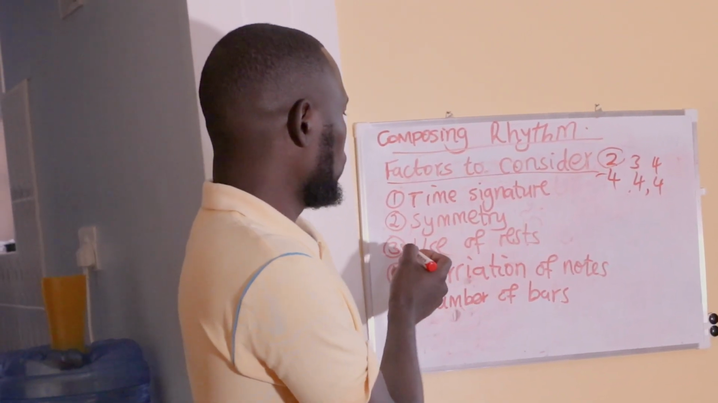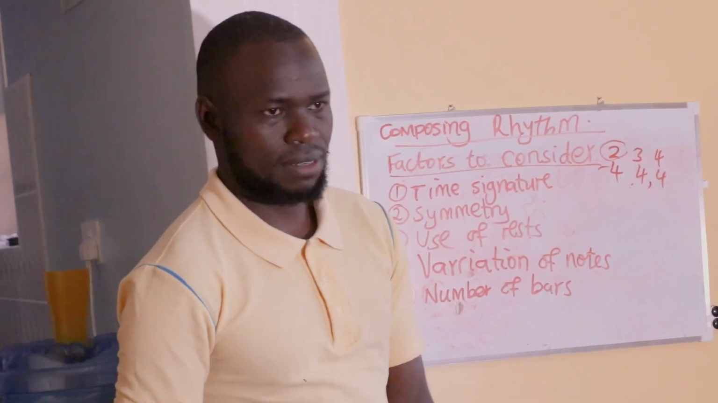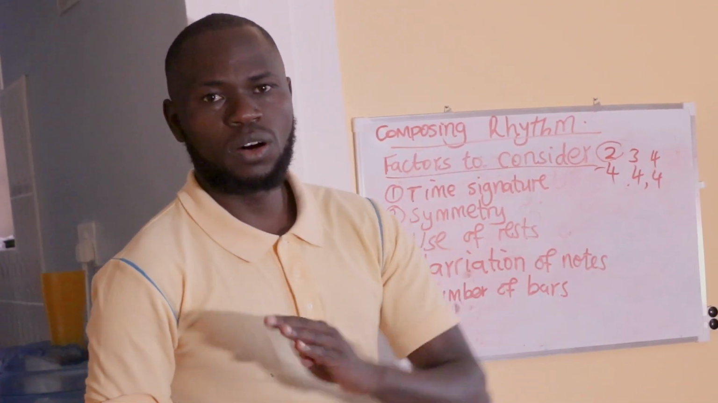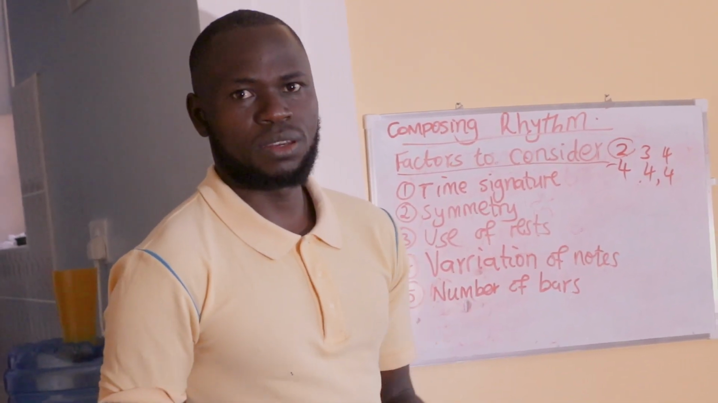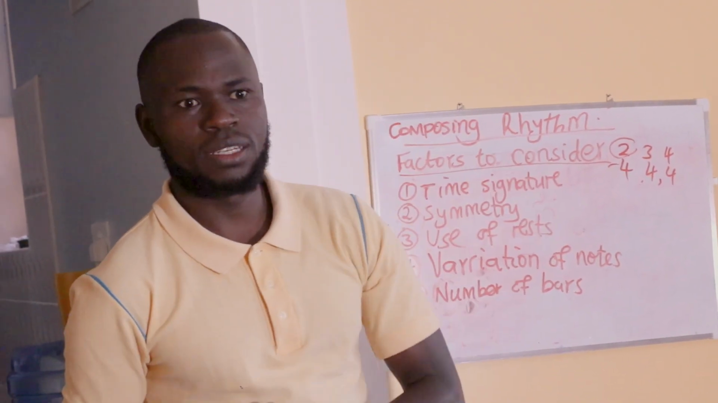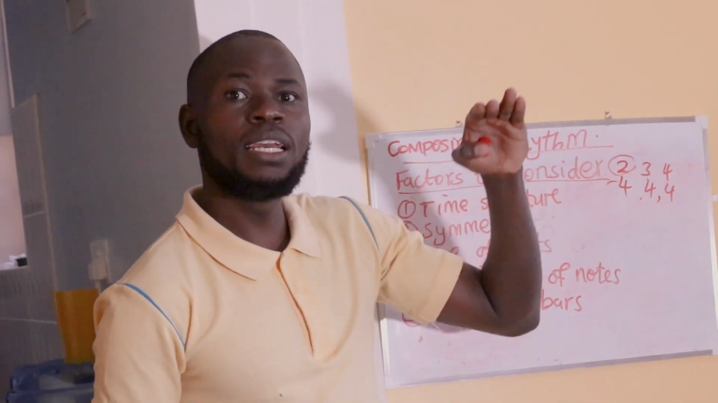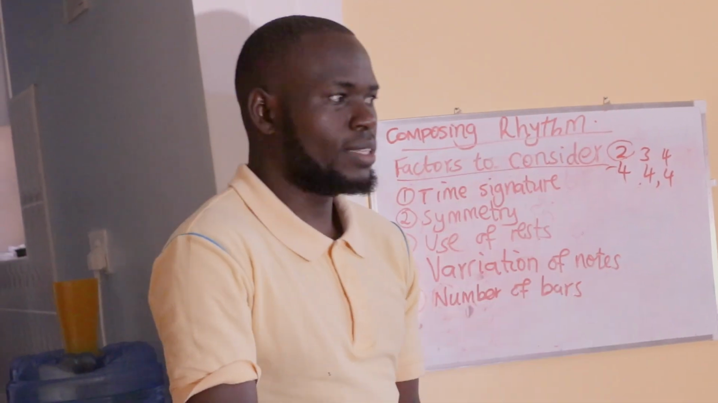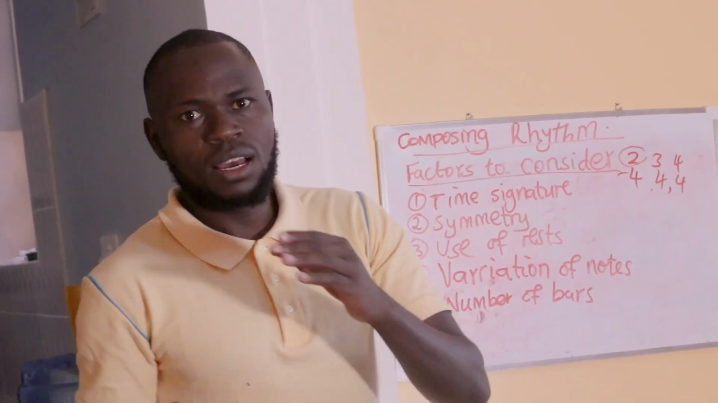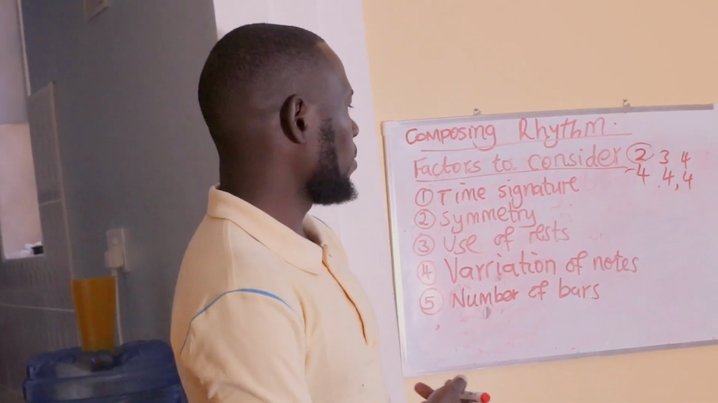Another factor to consider is symmetry. Symmetry means how the music or the rhythm is moving from high to low. If it is do, re, mi, fa, sol, la, ti, do, ti, la, sol, fa, mi, re, do, that flow, going up and coming down, like the waves of music. So that is what we call symmetry.